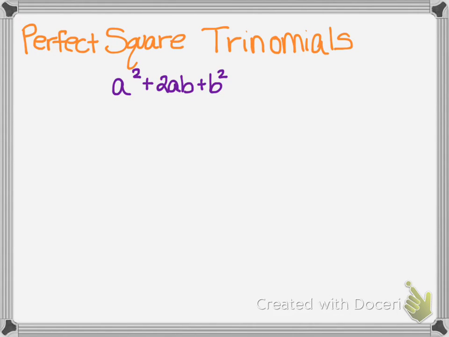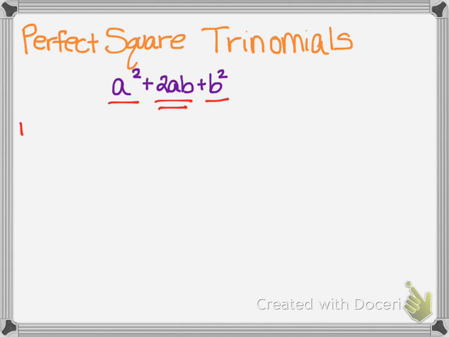In a perfect square trinomial, we need to first make sure that we are given a trinomial, so it has to have 3 terms. Then we're looking for the first term to be a perfect square, the last term to be a perfect square, and then those square root values multiplied by 2 needs to give us the middle term.